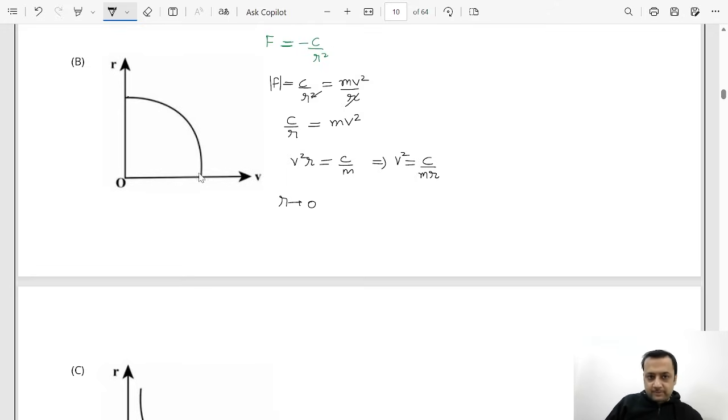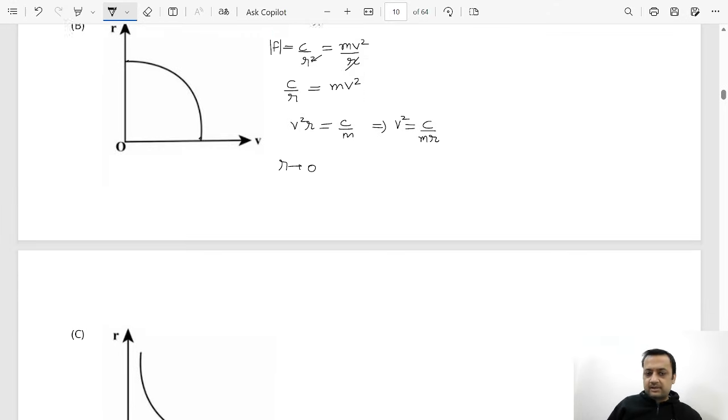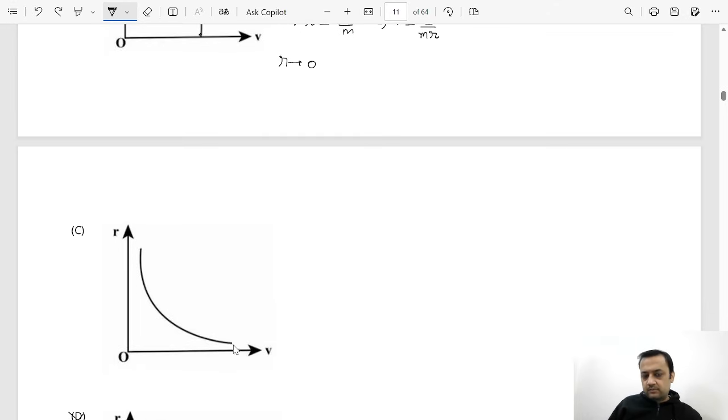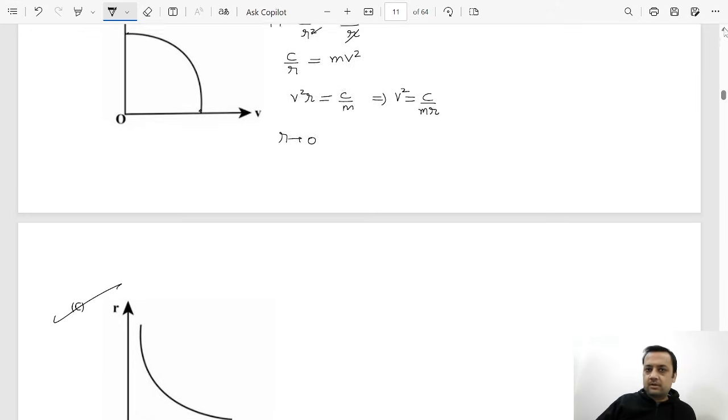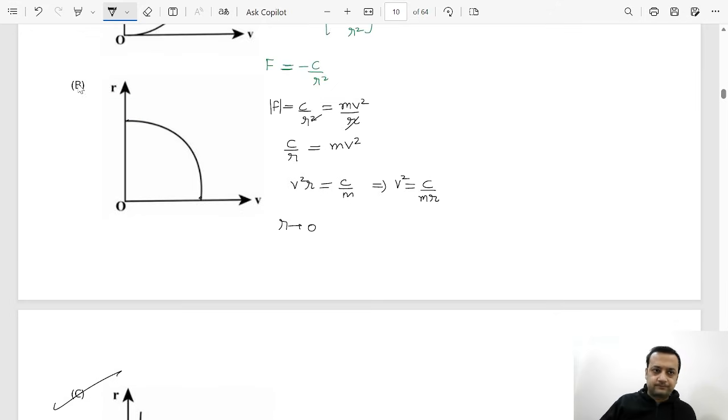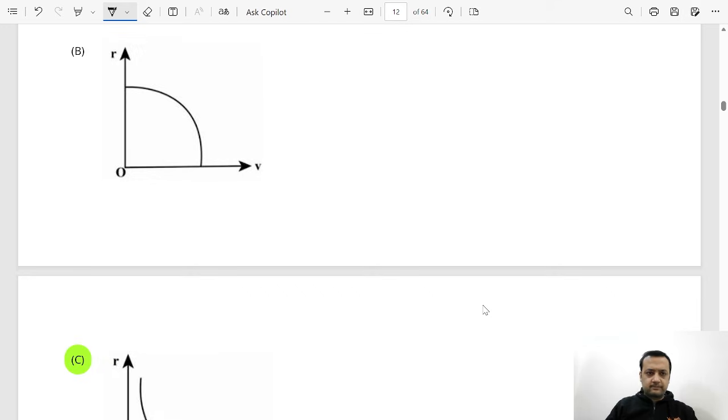So you can see that in graph B, at this point r is 0, but is v tending to infinity? No, v is not tending to infinity. But if you check this graph, as r tends to 0, since r is nearly 0, you can see v is approaching infinity. So basically we can say that this is the correct graph. Similarly, if v tends to 0, then r will tend to infinity. So option C is absolutely correct, and B is a wrong answer. I hope you have understood. Let's see the next question.